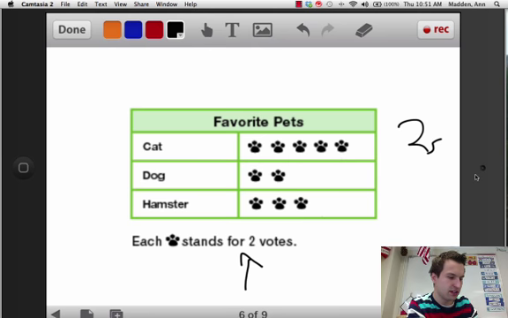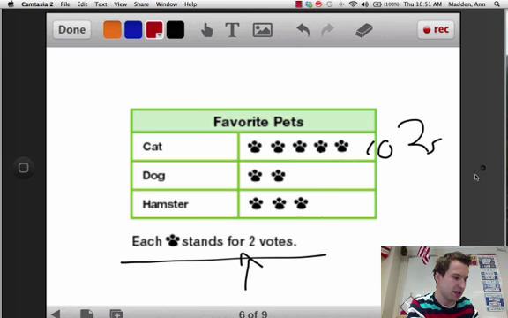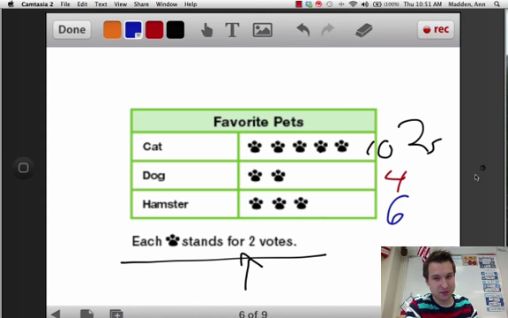2, 4, 6, 8, 10 people like cats. Counting again, remember each paw print stands for 2. So now as I count my dogs, 2, 4. 4 people like dogs. 2, 4, 6 people like hamsters. Did you know I had a hamster? There's your fun fact for the day.